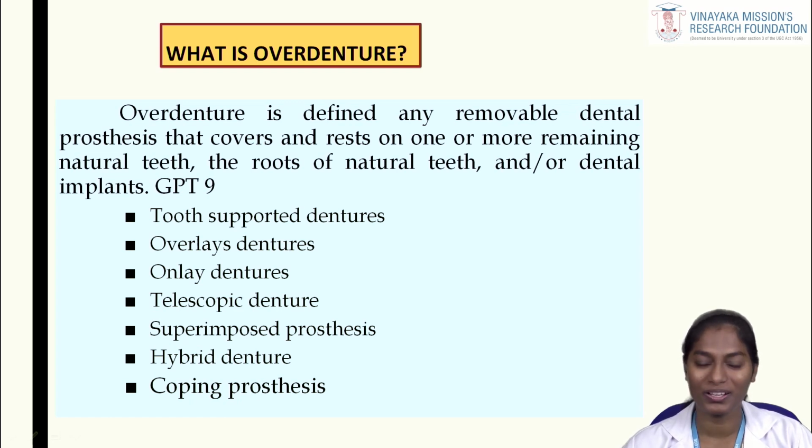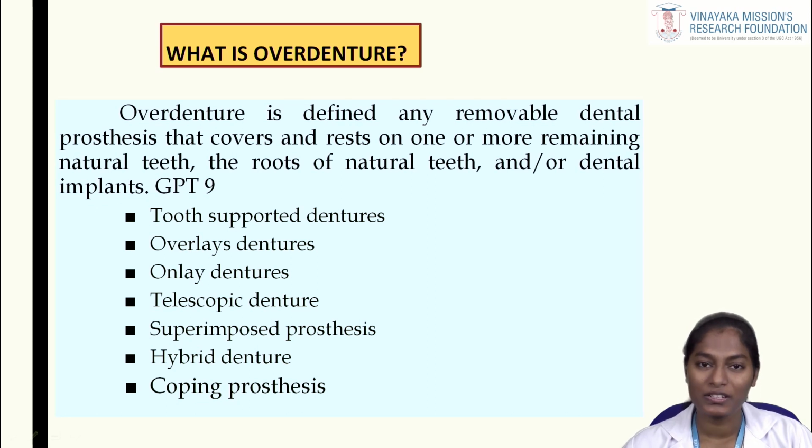But there are a few other treatments also. Those treatments can be used in a few situations where dentures other than conventional dentures are fabricated. Such dentures are called unconventional dentures. So, overdenture is a type of unconventional denture. According to GPT-9, overdenture is defined as any removable dental prosthesis which covers and rests on not only one but a few remaining natural teeth and also on the roots of the teeth and sometimes on the dental implants also.